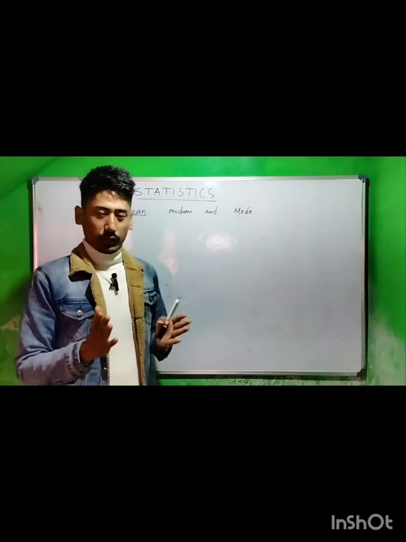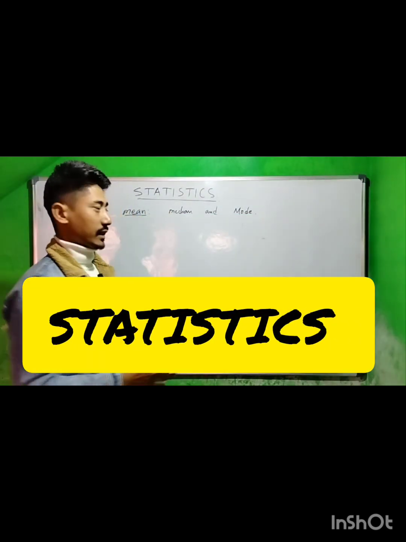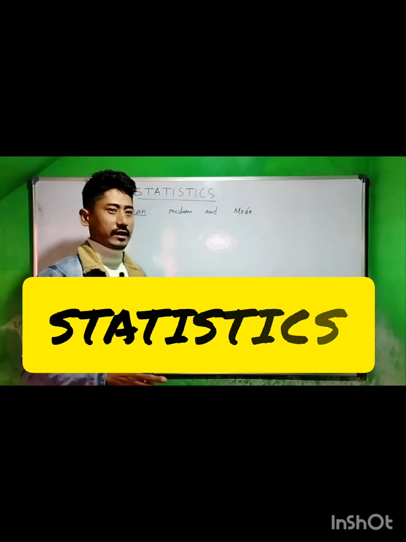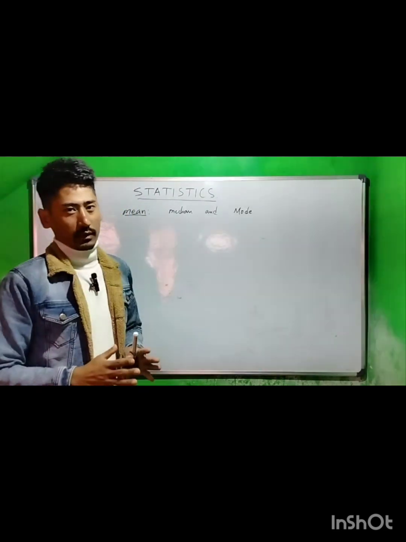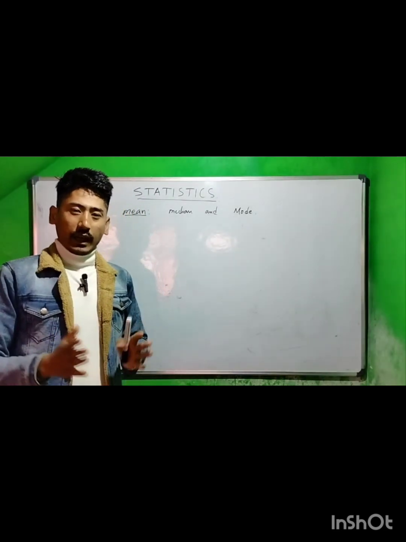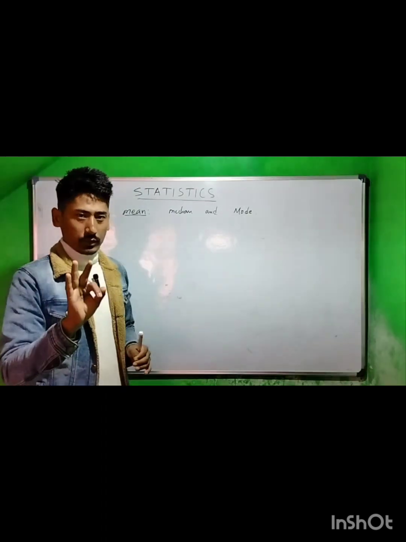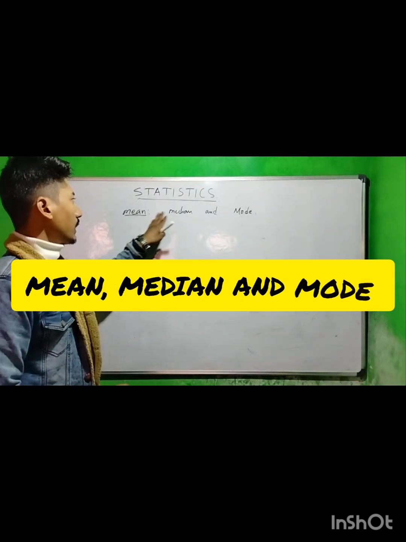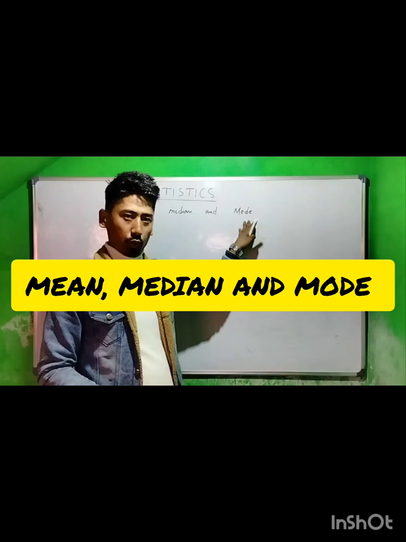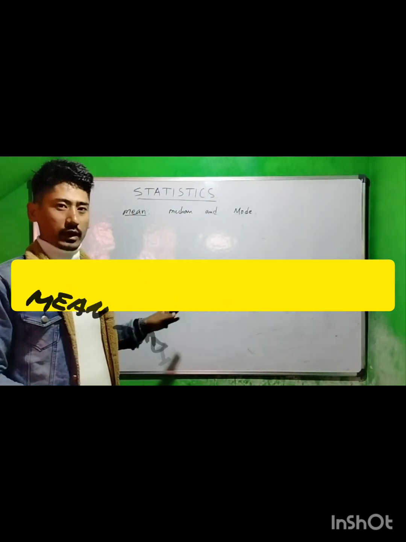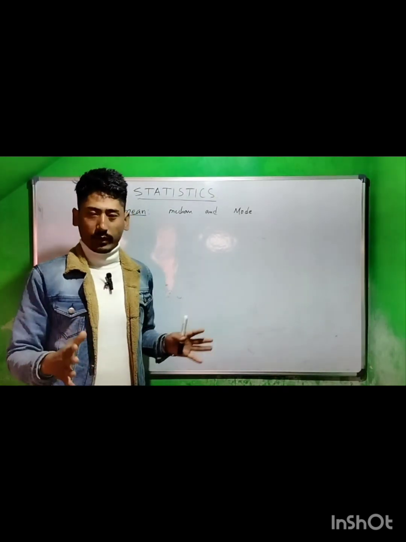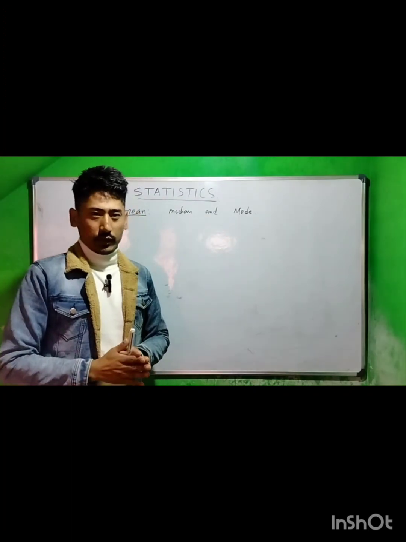Alright, so today's topic of my video is statistics. In statistics we usually talk about the measure of central tendency, and there we have only three entities: mean, median and mode. This topic is common to both ICSE and West Bengal board. So let's start this video.